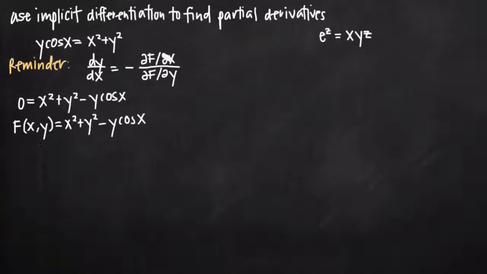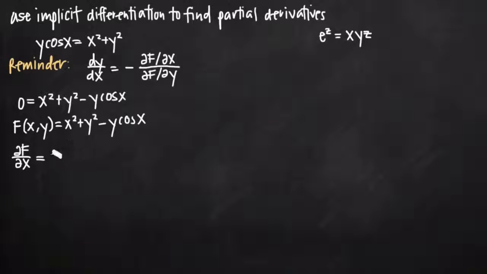So to get dy over dx, notice that we're going to need the partial derivatives of this F function here in terms of x and in terms of y. So let's go ahead and find these two separately. We'll say the partial derivative of F with respect to x is going to be equal to, and now over here on the right hand side, we'll take the derivative with respect to x, treating y as a constant.